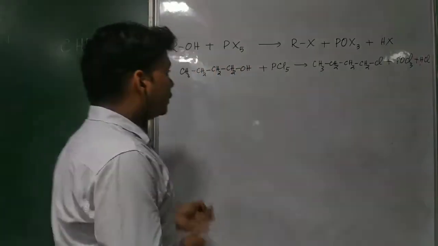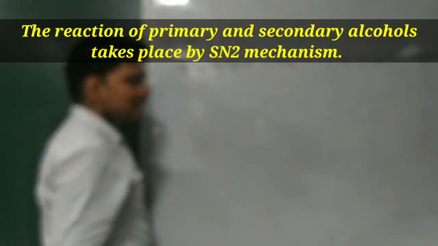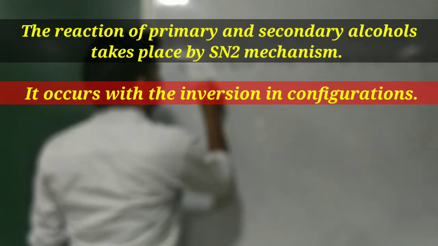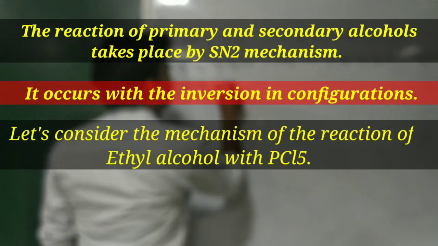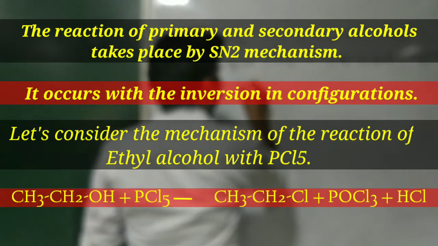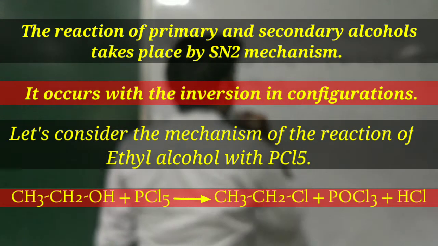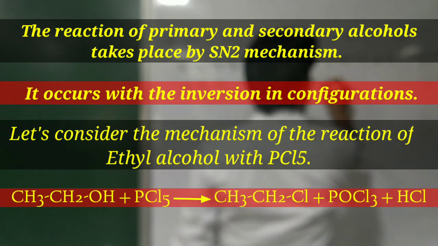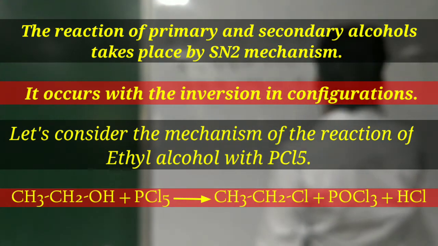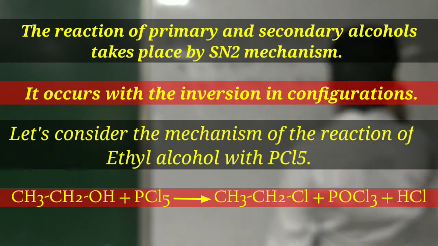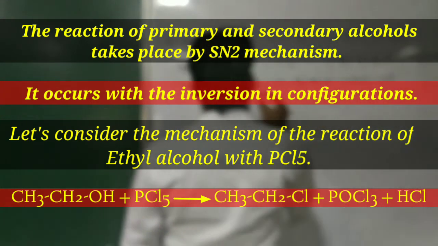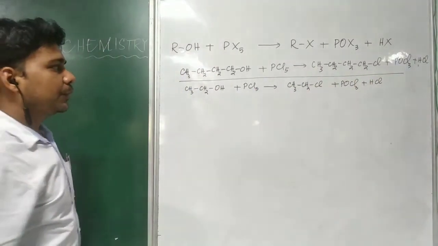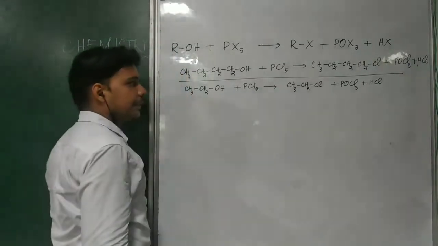Okay. If we talk about the mechanism of this reaction, let us consider one simple alcohol, ethanol. When it is treated with phosphorus pentachloride, PCl5, we will get CH3CH2Cl, ethyl chloride, plus POCl3 plus HCl. This reaction is to be investigated. We will find the mechanistic approach here.